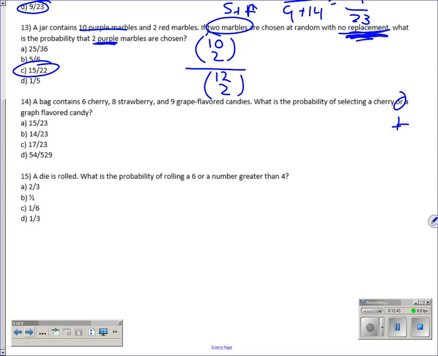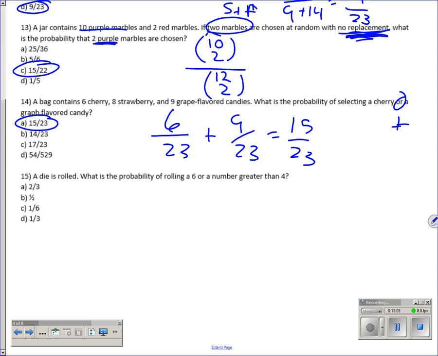So the probability of getting a cherry, well, that's just 6 cherries out of the total 23 pieces of candy, or whatever these things are. And then we're going to add the probability of getting a grape. Well, there's 9 grape out of 23, and that's just equivalent to 15 over 23, which is A.